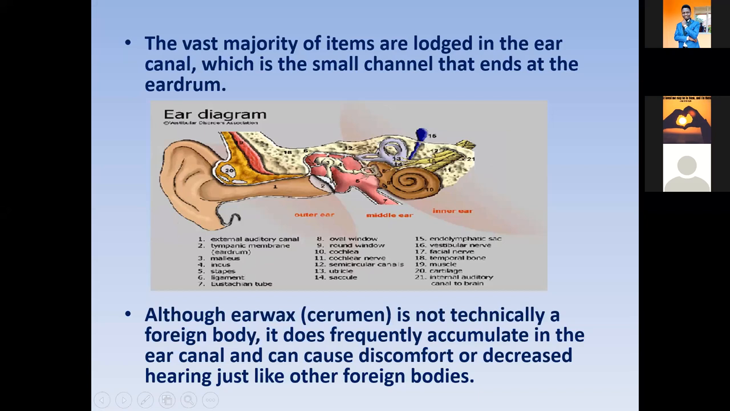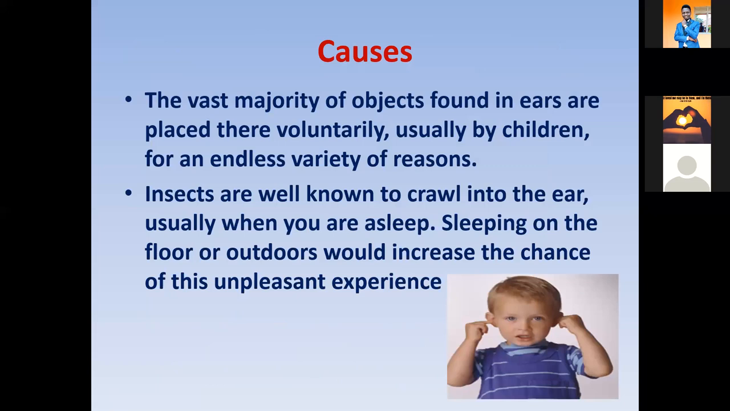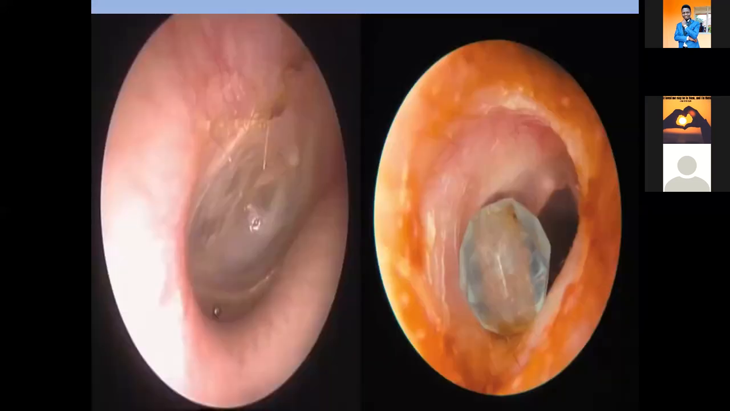Although ear wax is technically not a foreign body, when it has accumulated in the ear, it can cause discomfort and decreased hearing just as foreign bodies. So the cause of foreign bodies in the ear usually is curiosity. Objects are placed voluntarily, usually by children, for an endless variety of reasons. Insects are well known to crawl into the ear, usually when a patient is sleeping. So sleeping on the floor, outdoors, or in a dirty room would increase the chance of this unpleasant experience. So this is an otoscopy showing you a foreign body. We see this tiny metallic bead.